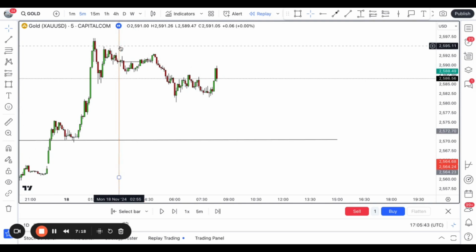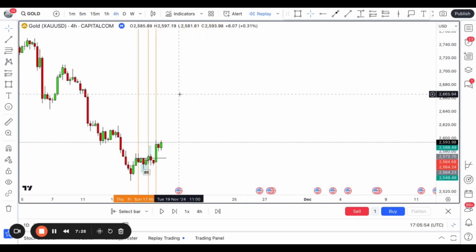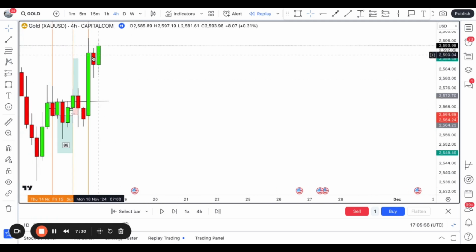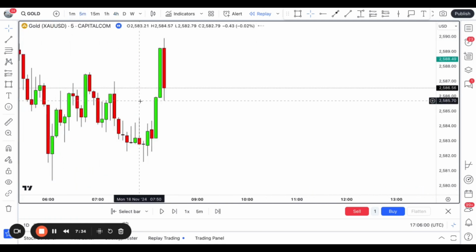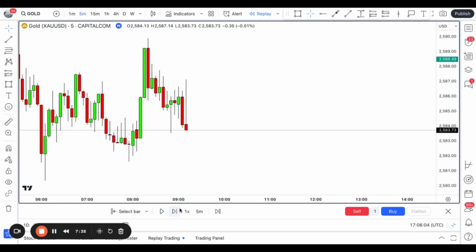What's the situation here? What's this next 4H looking like? Bullish. So I wouldn't have took a trade there. This is the 7 to 11 candle. So let me just catch this up to 11 o'clock.